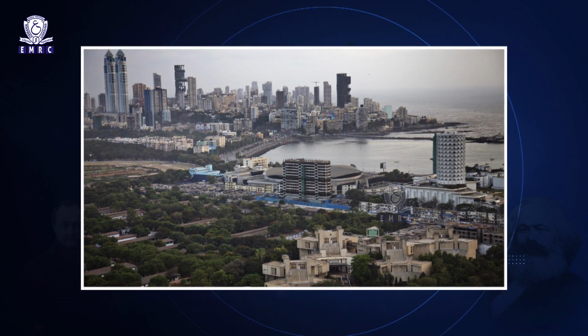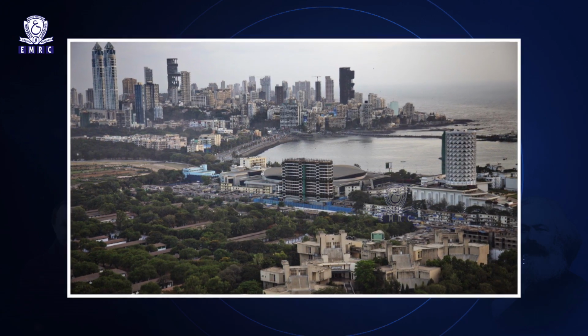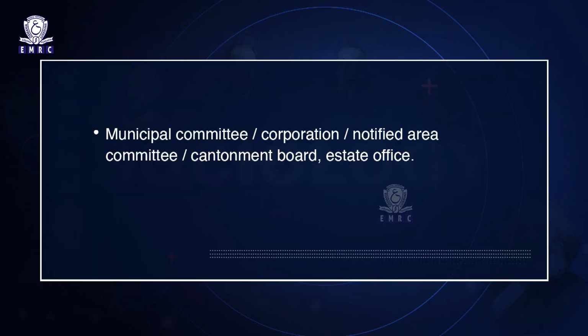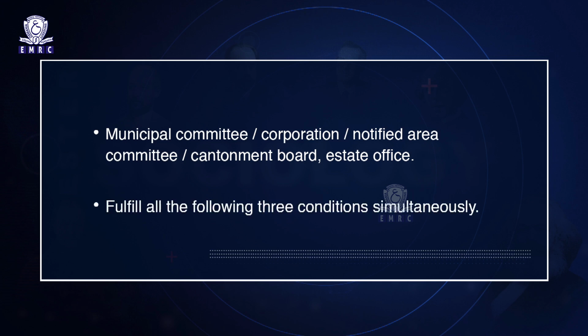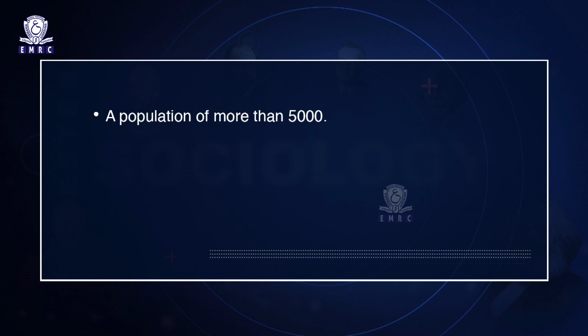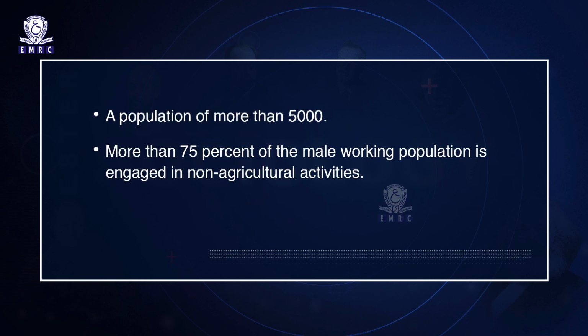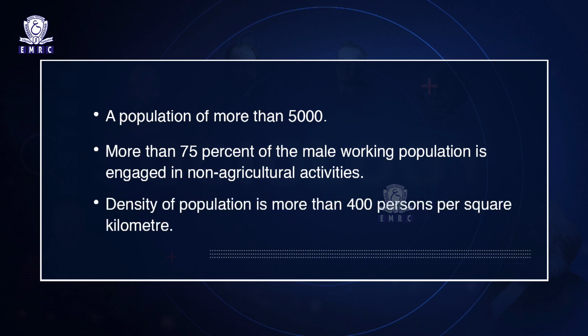But it is evident that the urban growth is due to the rapid growth of service sector rather than the growth of industrial sector. The Census of India recognizes all those settlements as urban which either have a statutory status like municipal committee, corporation, notified area committee or cantonment board, estate office and so on, or fulfill all the following conditions: a population of more than 5,000, more than 75% of the male working population engaged in non-agriculture activities, and a density of population of more than 400 persons per square kilometer.